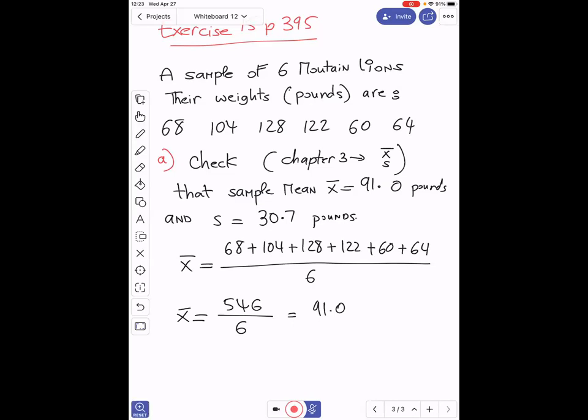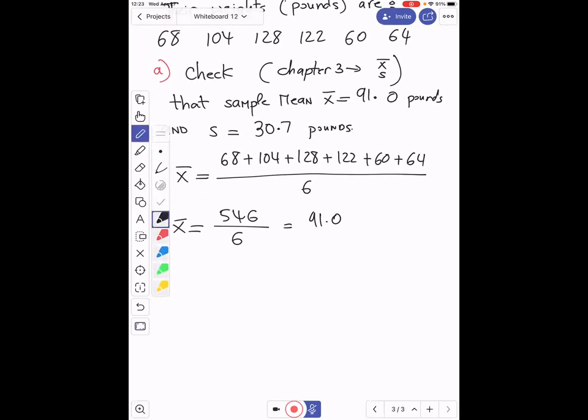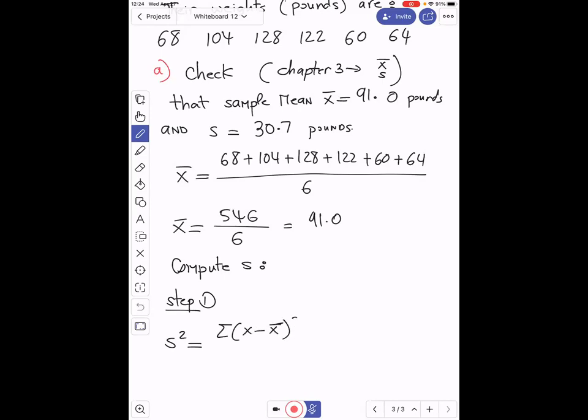All right, now for the S. I know some of you have trouble with this S. It's not as easy as the X bar. There are 2 steps. First, we compute S squared, the variance. Let me remind you the formula: the sum of X minus X bar, squared, over n minus 1.